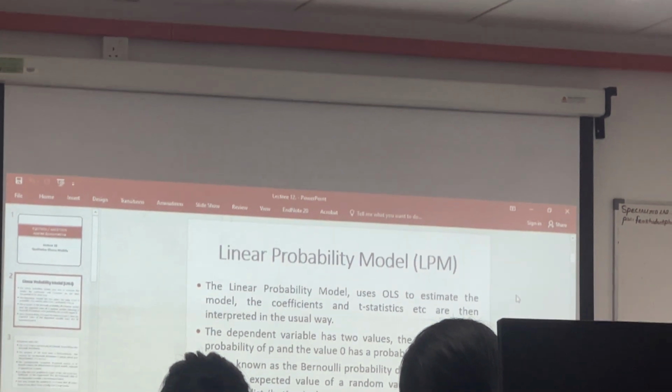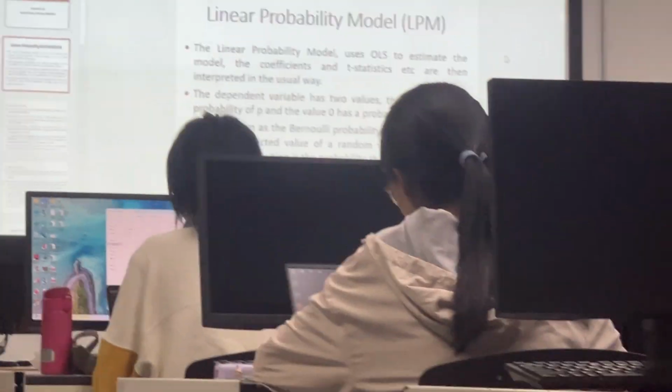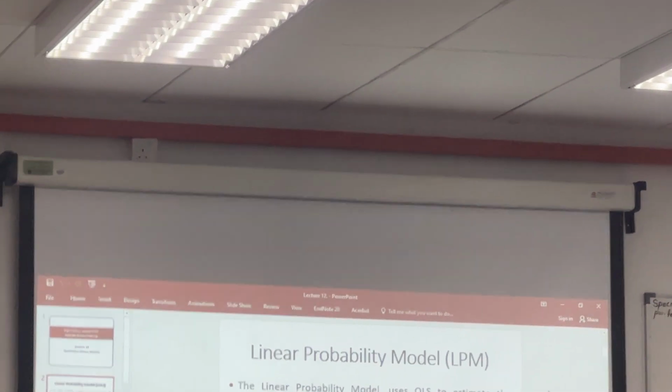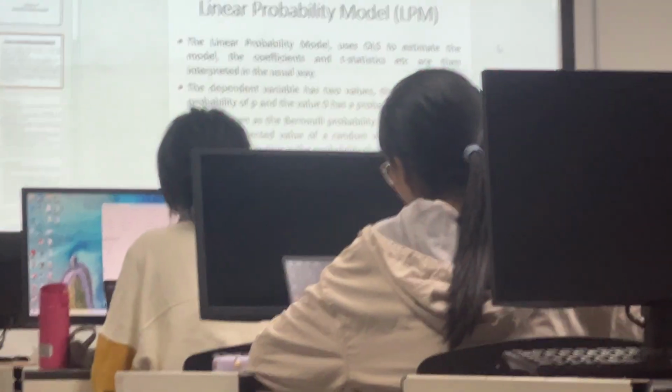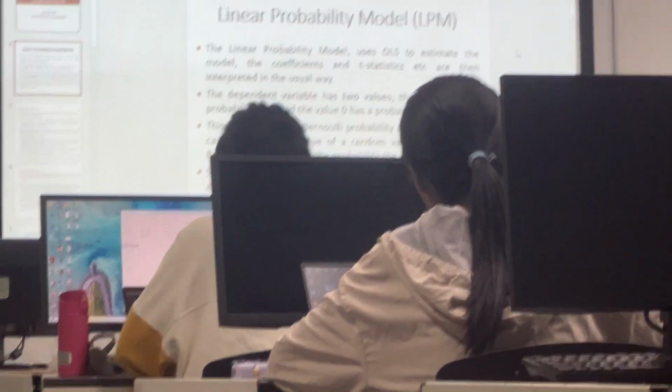The dependent variable has two values. The value 1 has a probability of P and the value 0 has a probability of 1 minus P. This is known as the Bernoulli probability distribution. In this case, the expected value of a random variable following the Bernoulli distribution is the probability that the variable equals 1. So if our dependent variable equals 1, we are interested in knowing the probability. Because the probability lies between 0 and 1, we can use that to represent the probability of getting certain things.